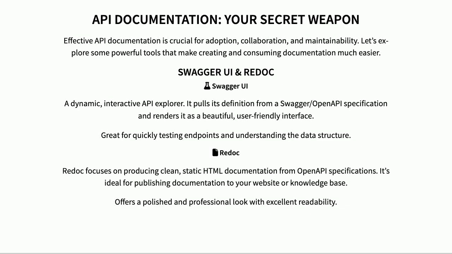Okay, so as an API developer, you know how important it is to document everything. Swagger UI and Redoc are two amazing tools that can make your life a whole lot easier. Swagger UI is like a live interactive playground for your API. You can actually test out the endpoints and see what data comes back right in your browser. It's great for quick exploration. Redoc, on the other hand, takes your OpenAPI definition and turns it into beautiful, static HTML documentation that's perfect for publishing. Think of it as a really polished way to share your API with others.